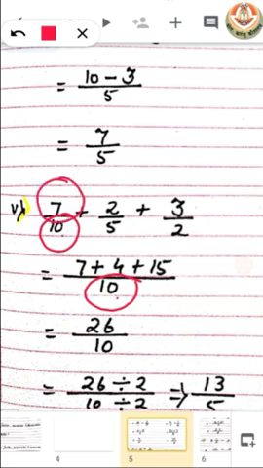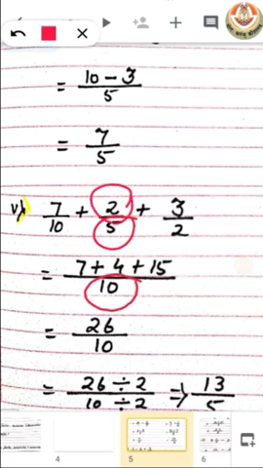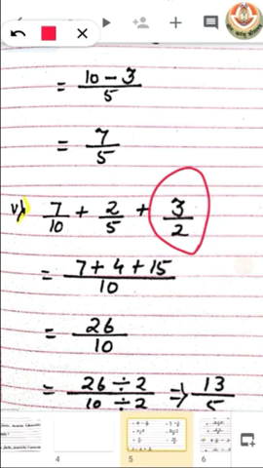So division of 10 with 10 will be 1, and 1 will be multiplied by 7. We get 7. Similarly, now we have to divide 10 with the denominator of the second fraction. We get answer 2, and when we multiply 2 with the numerator, which is 2, we get answer 4. Now do the same with the third fraction: divide 10 with the denominator, we get 5, and then we have to multiply 5 with 3, we get 15.